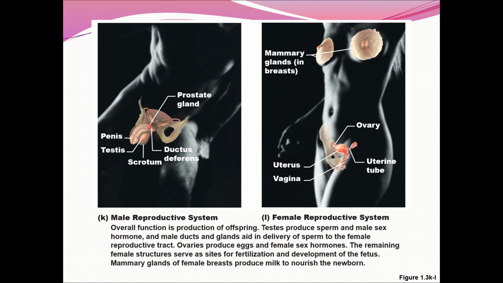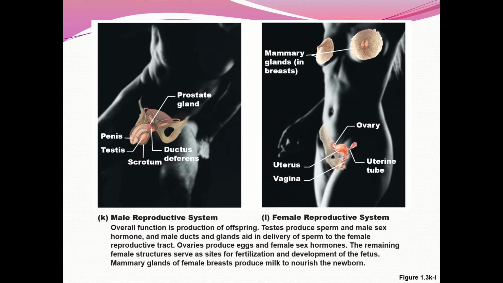The reproductive systems include the male reproductive system and the female reproductive system. The male reproductive system consists of the testes as the organs that produce hormones and sperm, and are supported by the scrotum, and it also includes the penis, prostate gland, and the ductus deferens, or vas deferens. The female reproductive system includes the ovaries, which are the primary organ that produces the hormones and is supported by the uterine tubes, as well as the uterus and vagina.